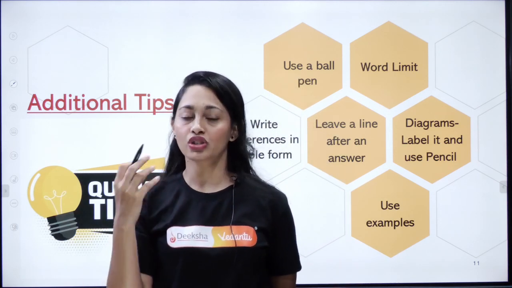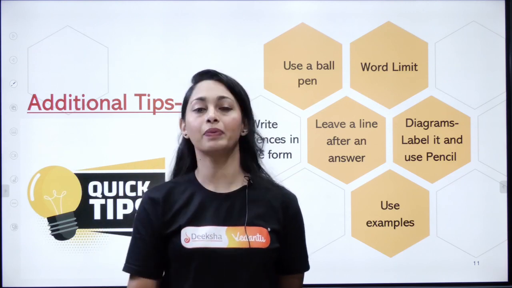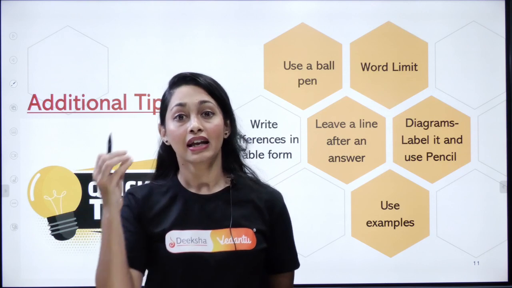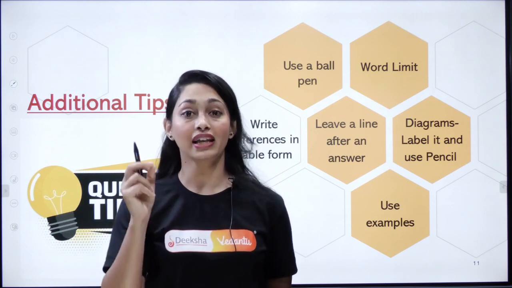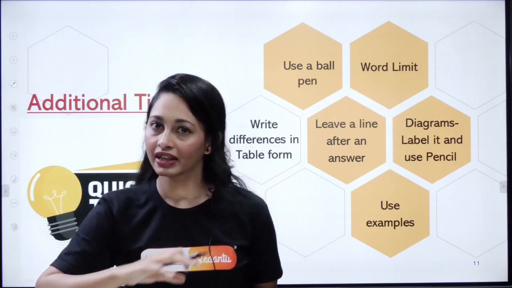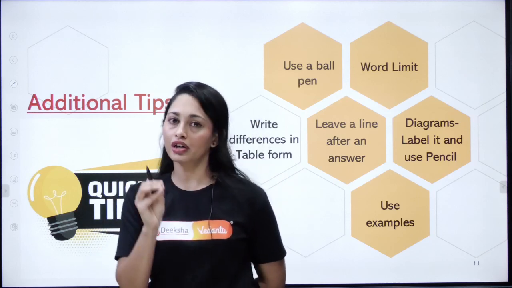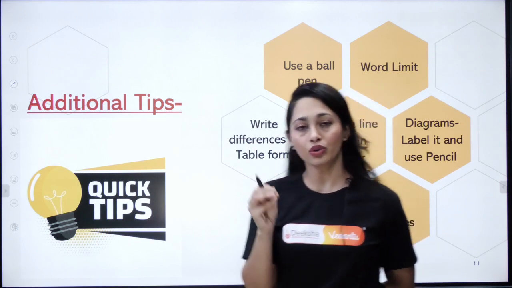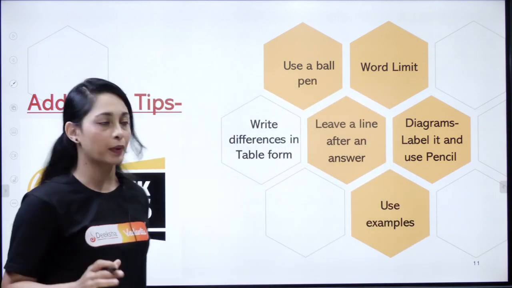If you sweat, if you start crying, God forbid that doesn't happen, but if that happens, or if you're drinking water and you spill water on your paper, if you use a gel pen or ink pen, everything is going to get washed away. So please do not use those. Use a ball pen. Especially black would look really, really good on white paper.